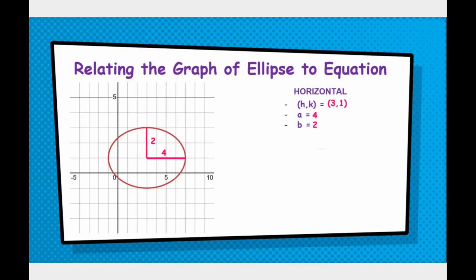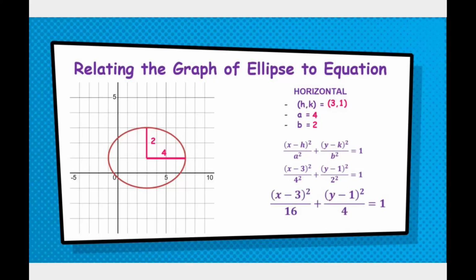And my b is going from the center to the other vertices, the shorter one, and I count up 2. So if this is my equation for a horizontal ellipse and I know what h, k, a, and b are, now we can plug those in and figure out what the equation is. I'm plugging those in as a squared and b squared, and then I'm going to simplify just to show you what that equation would look like.